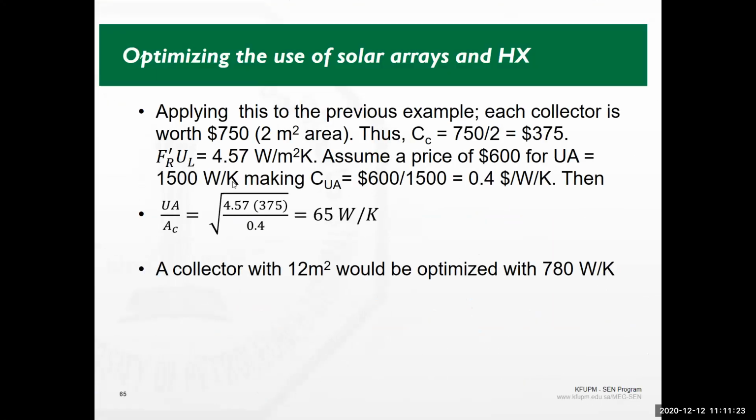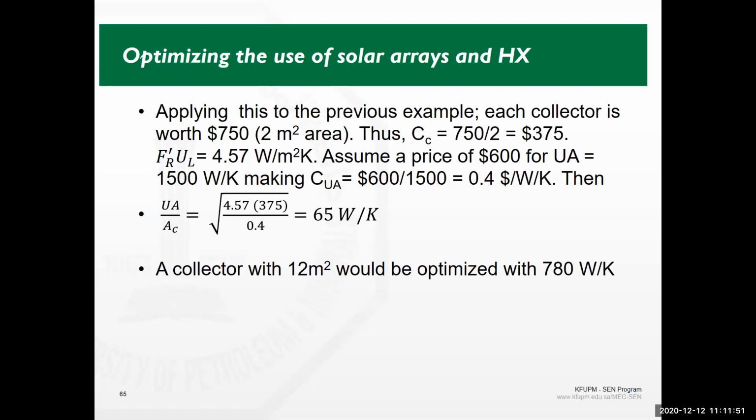So when you apply that to the previous example, each collector is worth $750. It's 2 meter square area. So C sub C is 375. And then we have given that the value of FRUL is 475. And with assumption of $600 for 1500 UA, that makes the price of UA is 0.4.